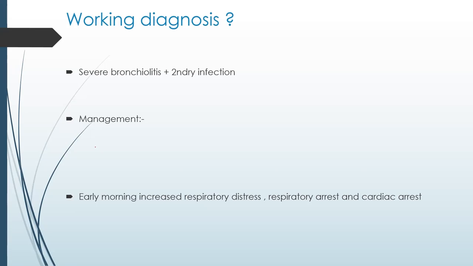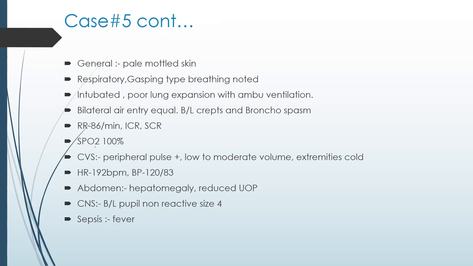All the patients, you know, these symptoms are worse in early morning. Why? Because of overnight management and because they are not monitored overnight. Early morning: increased respiratory distress, respiratory arrest, and cardiac arrest. Resuscitated successfully, intubated and transferred to PICU. On PICU admission, the child was mottled, with gasping respiration, poor lung expansion with ambu ventilation, bilateral air entry equal, bilateral crepts noticed with bronchospasm, respiratory rate around 86, with intercostal recession, saturation 100.